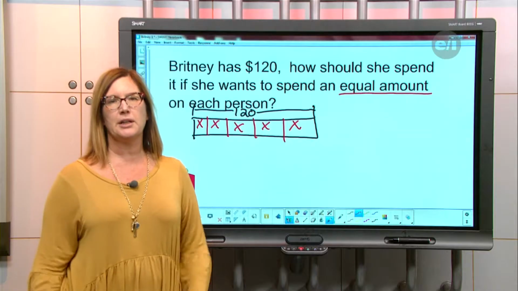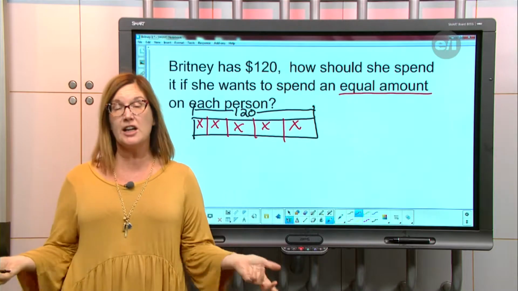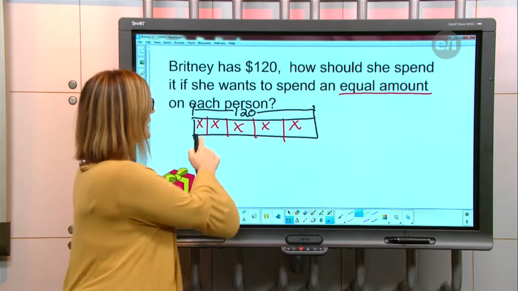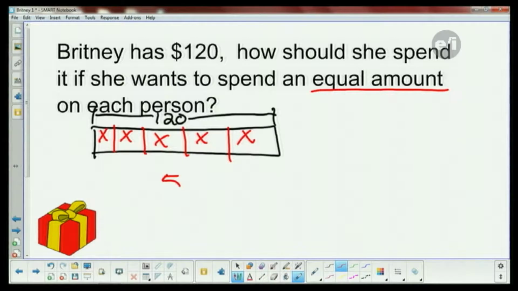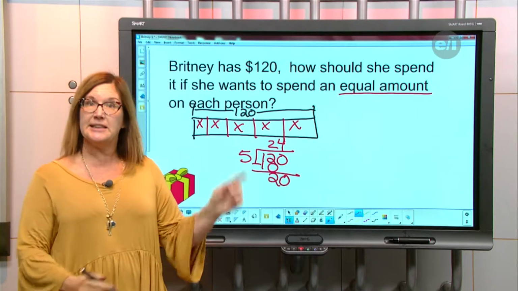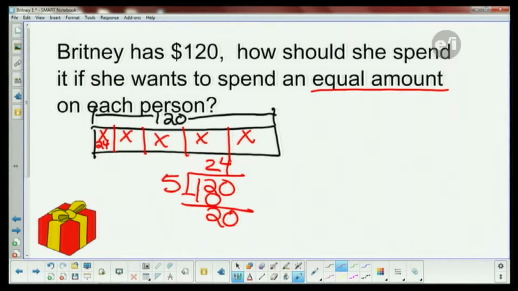I could put in a question mark, but I'm going to kick it up a little bit to algebra and put an X. That's my variable. That's my unknown. So the whole piece is 120, and we want to divide it into 5 pieces. So I take the number 120 and divide it into 5 equal pieces. 5 goes into 1, it doesn't. 5 goes into 12 2 times, which is a 10. I subtract it, that leaves me with a 20. And 5 goes into 20 4 times, which is a 24. So that means each of these pieces is 24, right? So if she wants to spend the same amount on each person, she needs to spend $24 per person, okay?